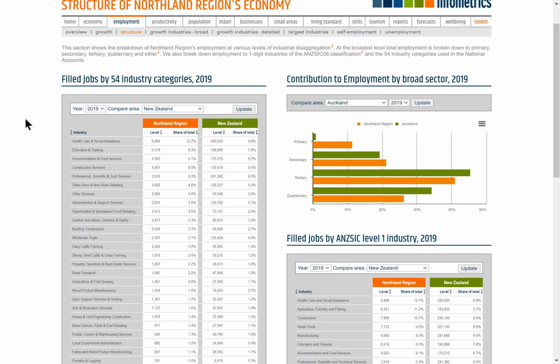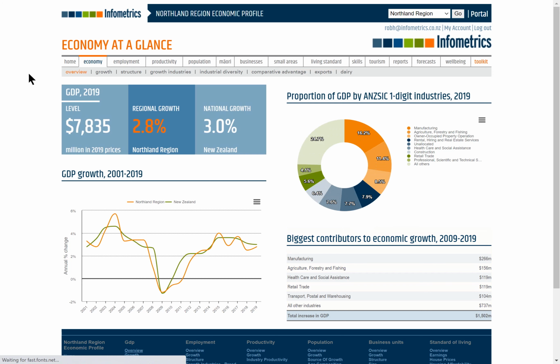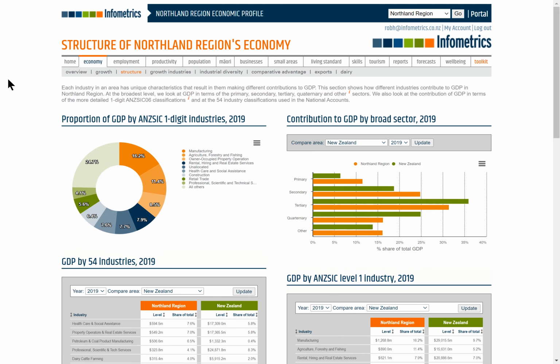You can carry out the same analysis, but this time looking at economic activity or GDP. Click on Economy and then Structure. The GDP and employment makeup of local economies tend to be similar, but large employment-rich sectors such as construction will make up a larger share of the employment profile, and capital-rich sectors such as mining and some manufacturing will make up a larger share in the GDP profile.